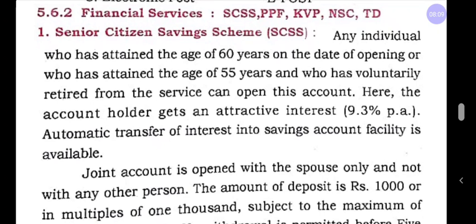This scheme or account has a higher interest rate compared to other savings bank accounts. It has an interest rate of 9.3% per annum. Per annum means per year. It is called the Senior Citizen Savings Scheme.